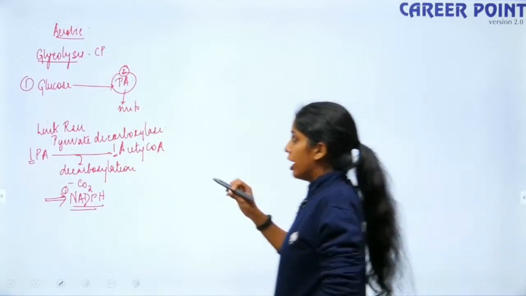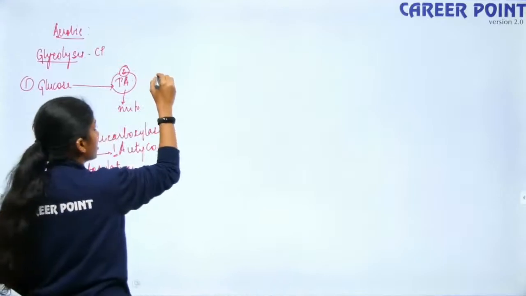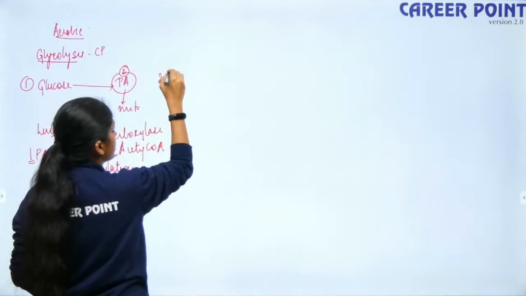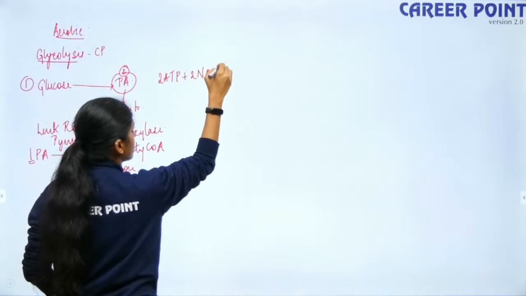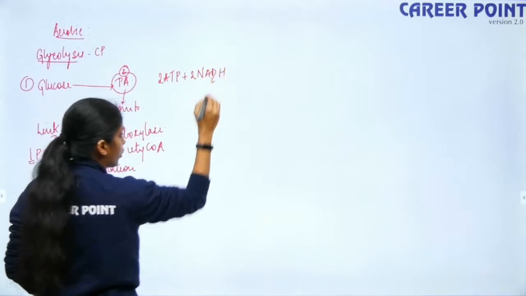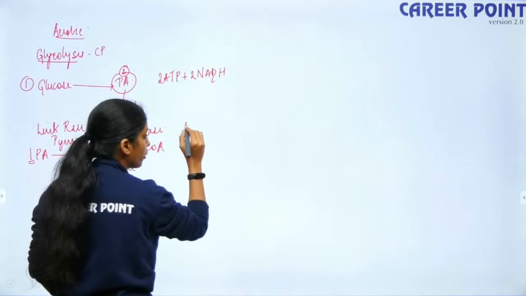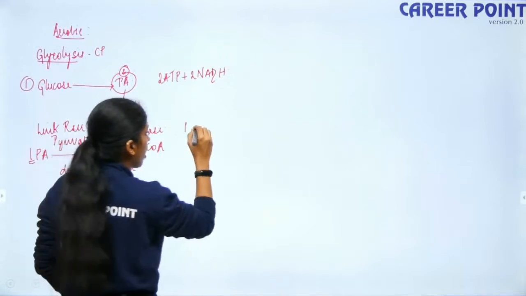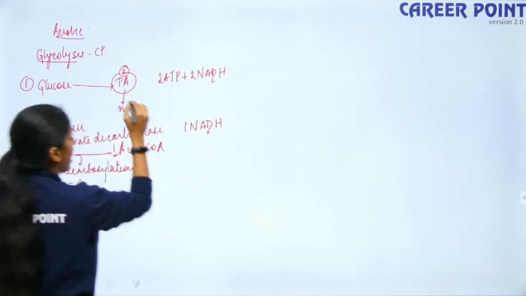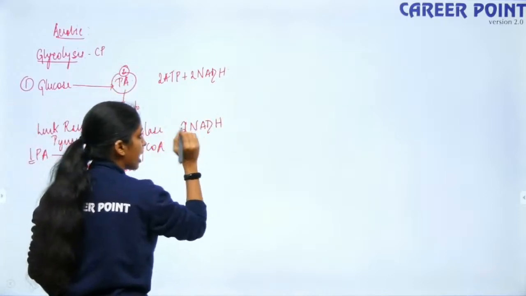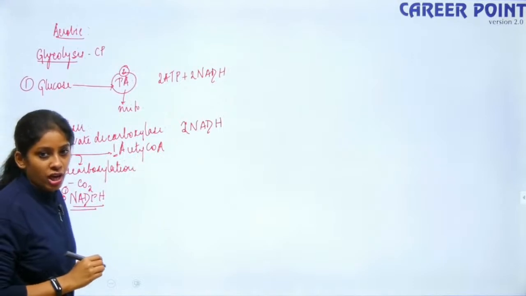Okay? So in your glycolysis, what was that? You have 2 ATP plus you have 2 NADH. Yes? So here for one molecule of pyruvate I have 1 NADH, but since I have 2 pyruvate molecules, I have 2 NADH. Okay?